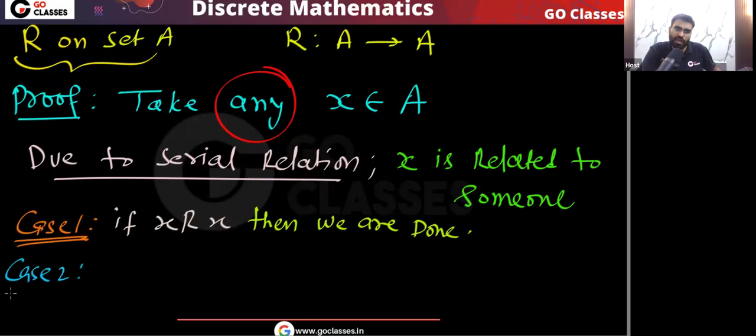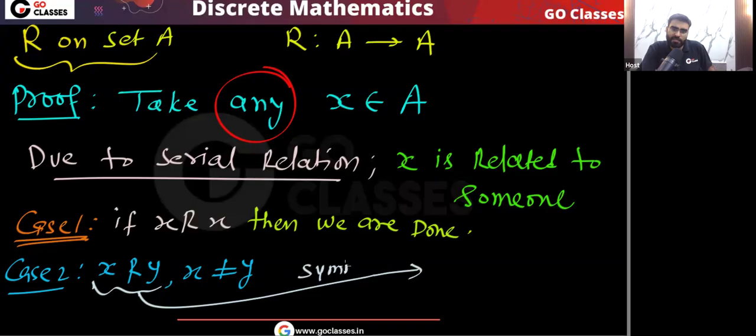In case 2, x is related to y where x is not equal to y. Yes or no? Now you tell me, because of symmetric, what will happen?